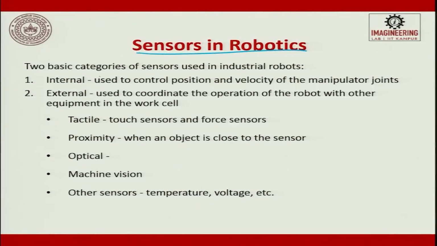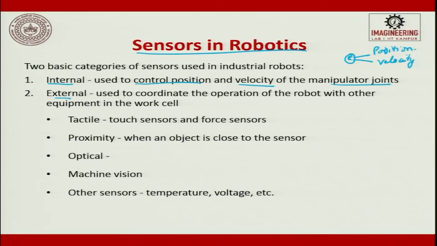There are 2 basic classifications in sensors. One is called internal sensors, the other one is called external sensors. In internal sensors, you will try to control the position and the velocity of the manipulator joint. When we talk about any rotation, we always talk about 2 items: one is position, the other one is velocity. These 2 are very important. These 2 are the internal category of sensors which is used for the manipulator joint.